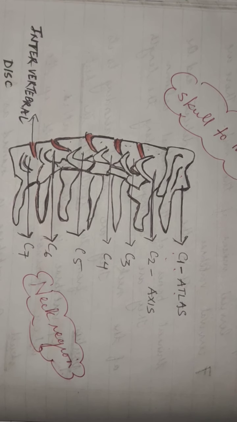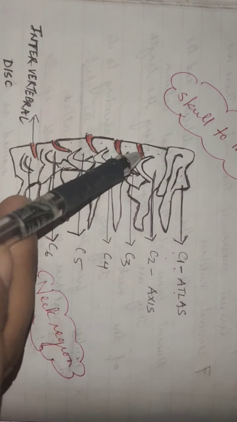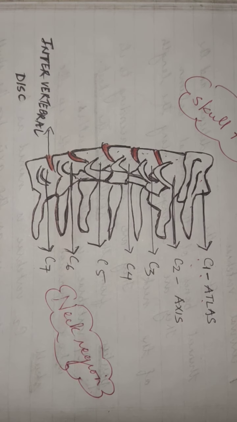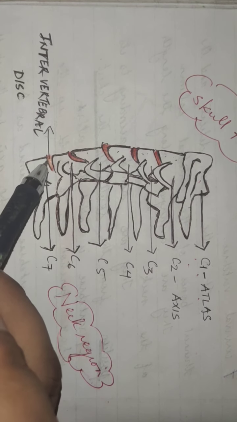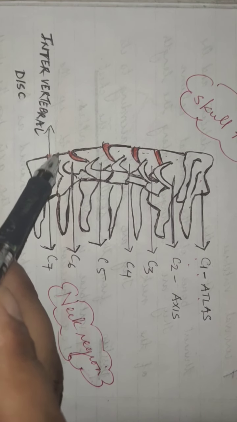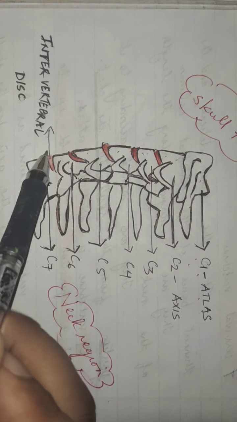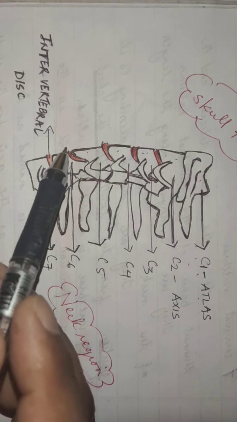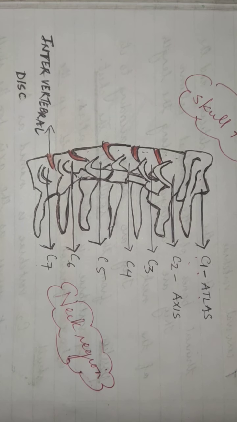Now we have the red portion marked over here, everywhere. These are known as intervertebral discs. It's a cartilage that acts as a cushion between the two vertebrae, this and this.